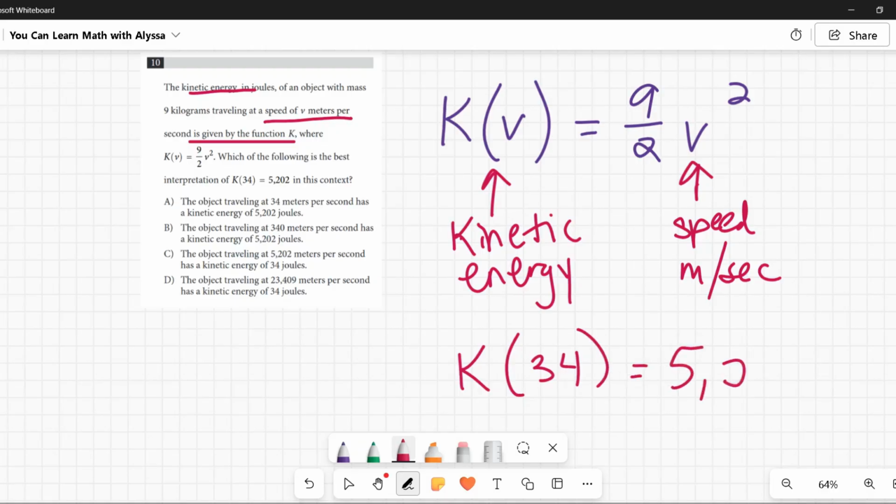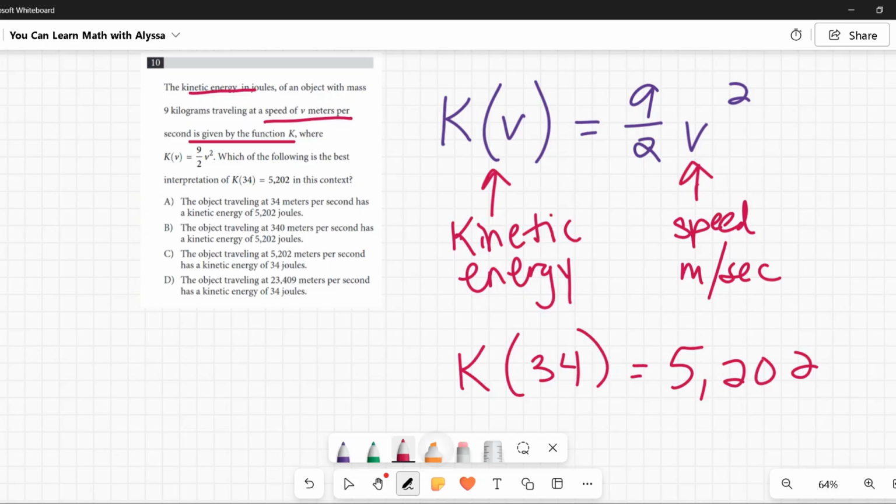equals 5,202. Now, anytime they say the best interpretation, I try to go through and come up with my own interpretation, and then I see which of the 4 options is closest. I generally do not start with the multiple choice. Some people prefer it that way. I don't. I like to get my own idea, and then I find it's clearer and easier to pick out the right one, because often these are very similar. So I want to know what I'm looking for before I go looking.